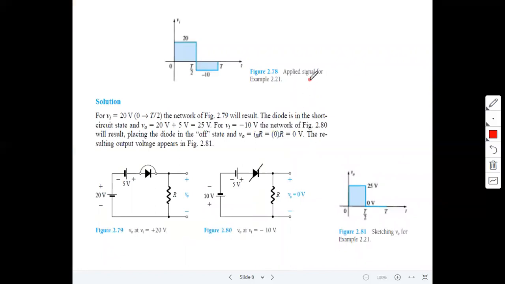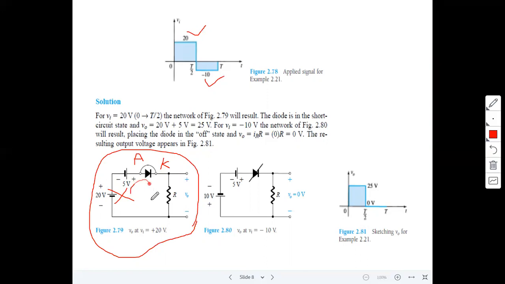Now consider this example problem. Here this is the circuit, right? Already there is a 5 volt potential in series with the diode. The input is 20 volts from 0 to T by 2, and minus 10 volts from T by 2 to T. Now consider the case when the input is 20 volts. Observe, this one is the anode and this one is the cathode. Even without applying input, the diode is in forward bias, right?